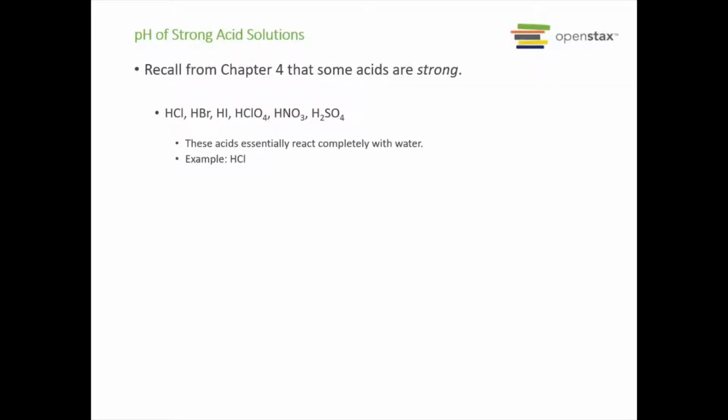So think way back to Chem 2A, Chapter 4, when we talked about some acids that are strong, something like HCl, HBr, this list you see here. They basically react completely with water and dissociate into their relative ions. For example, you take HCl, you throw it into water, and it becomes H plus or H3O plus and Cl minus.